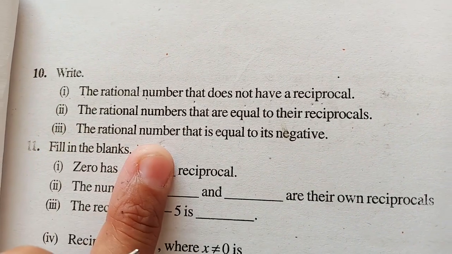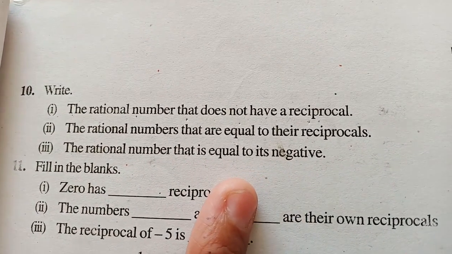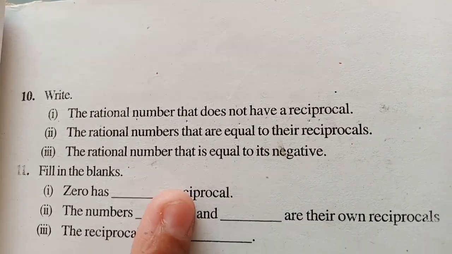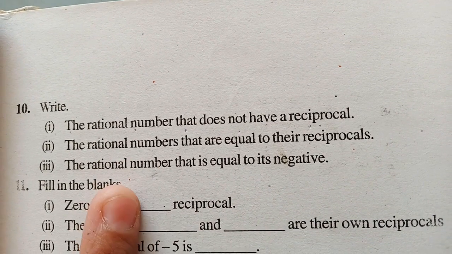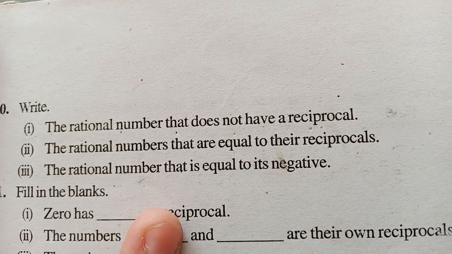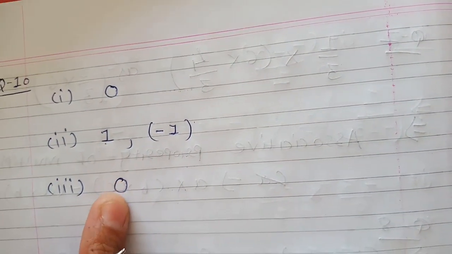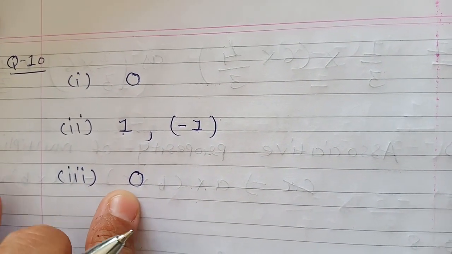After that, the third part: the rational number that is equal to its negative. Now we know that 1, 2, 3 up to infinity, all the numbers have their negative numbers. 1, then its negative is -1; 2, then its negative is -2. But only 0 is there whose negative is itself, meaning 0 only.